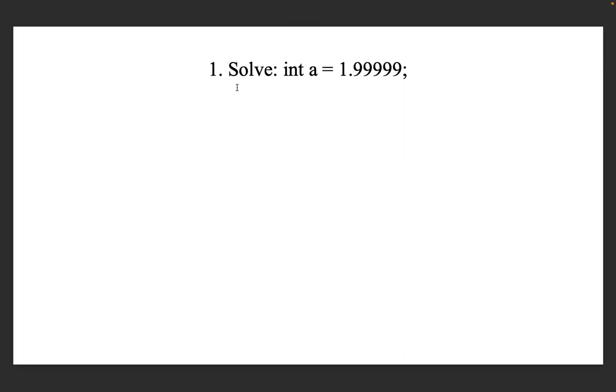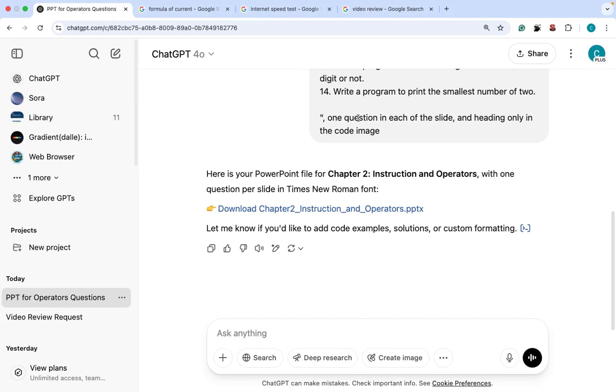The question is: int a is equal to 1.999 something. The point is that the integer data type does not give a value in decimal numbers. After the decimal it does not give any number. So if you are assigning 1.9, something like that, and you print a, it will give us 1. Let's see it in code.